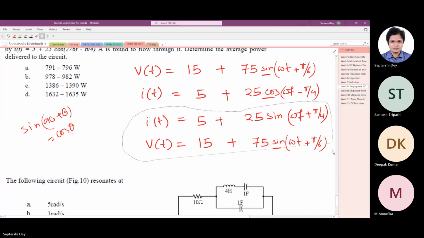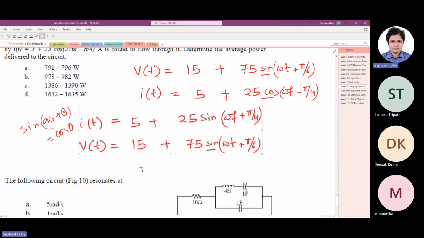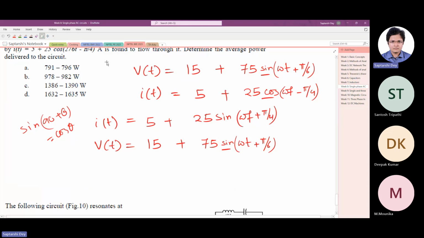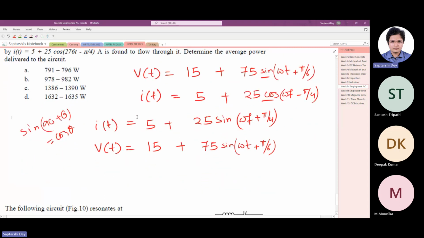Why did I convert both of them to sine, or we could have done both of them into cos? Because you have to find out the power, and to find out the power, you have to find out the phase difference. Sine 90 plus theta is cos theta, so I added 90 to this, and this became pi by 4, just plus pi by 6.